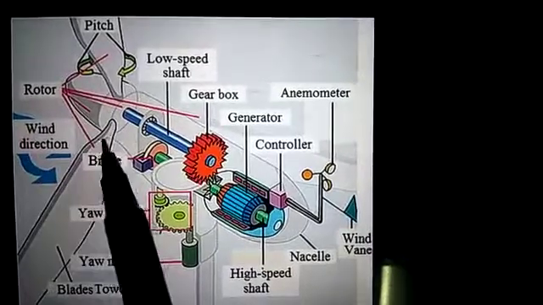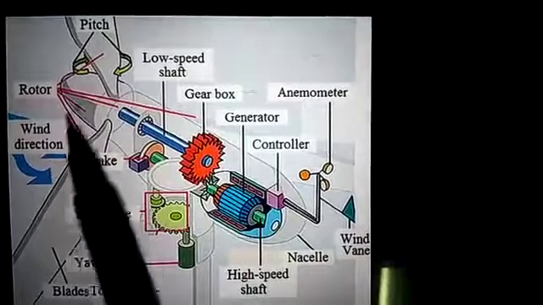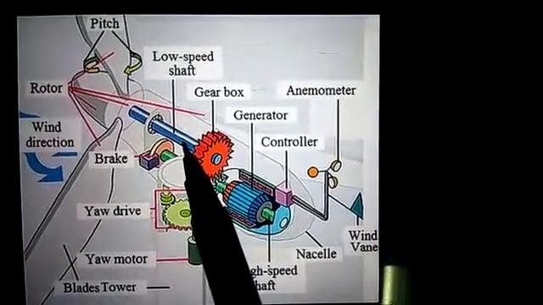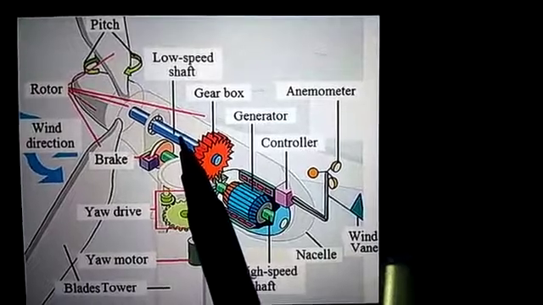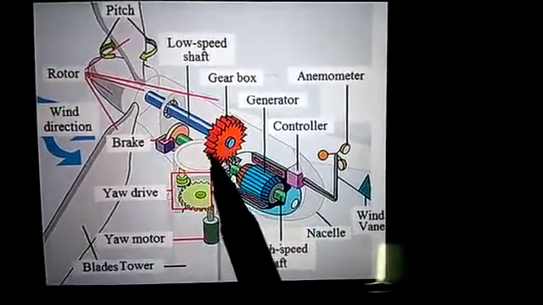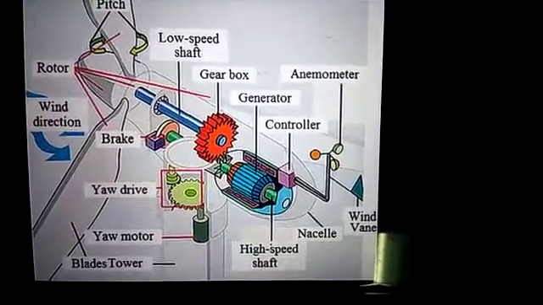When the wind flows in this direction, the blades will be rotating. The blades rotating means automatically the low speed shaft is rotating. The low speed shaft rotating means automatically the gearbox is rotating. When the gearbox is rotating here, then it activates the high speed shaft.